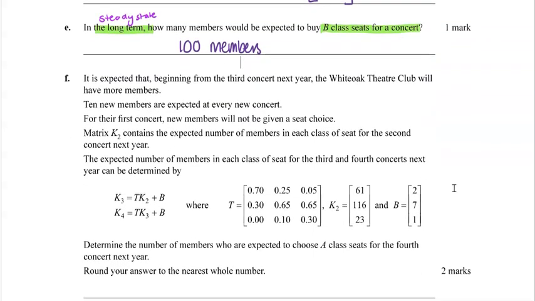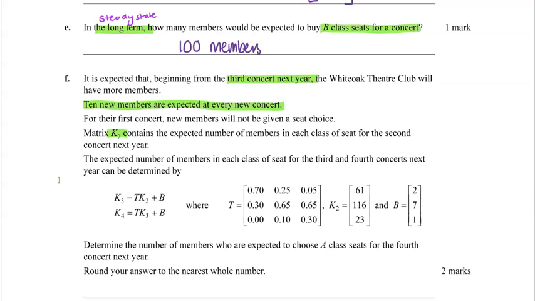Part F, it is expected that from the beginning of the third concert next year, the White Oak Theatre Club will have more new members. 10 new members are expected at every concert. For the first concert, new members will not be given a choice of seat. So matrix K2 represents or contains the expected number of members in each class of seat for the second concert next year. So that's just following on from what we would have had in the scenario above.